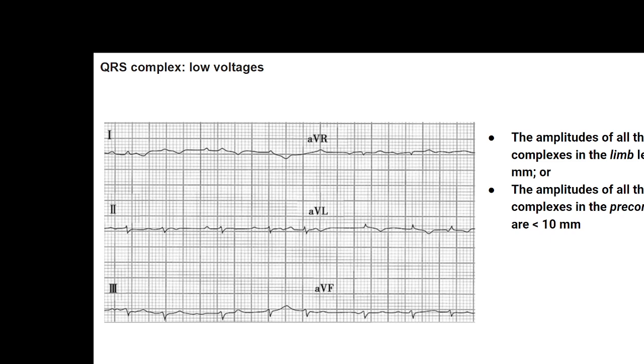And when the amplitudes of all QRS complexes in the limb leads are less than 5 millimeters, or the amplitudes of QRS complexes in the precordial leads are less than 10 millimeters, then that also can be considered as a low voltage condition. And of course, one of the other issues in low voltages is patients having obesity.